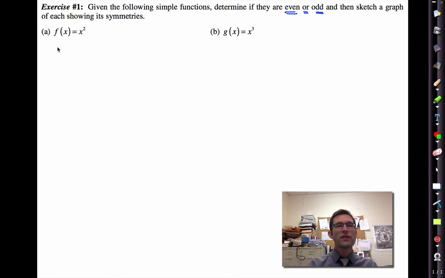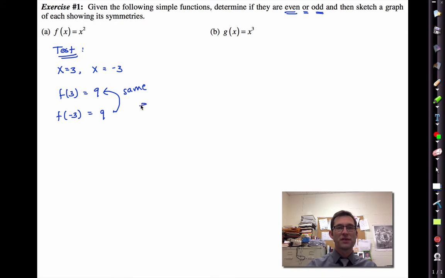So what I can do is test. Testing is a good way to get a feeling for it. So maybe I'll test x equals 3 and x equals negative 3. If I do f of 3, obviously I'll get 3 squared, which is 9. And if I do f of negative 3, I'll also get 9. So notice opposite inputs, 3 and negative 3, gave me the same output. And so therefore this one is classified as an even function. In fact, its graph is the graph of the classic parabola.